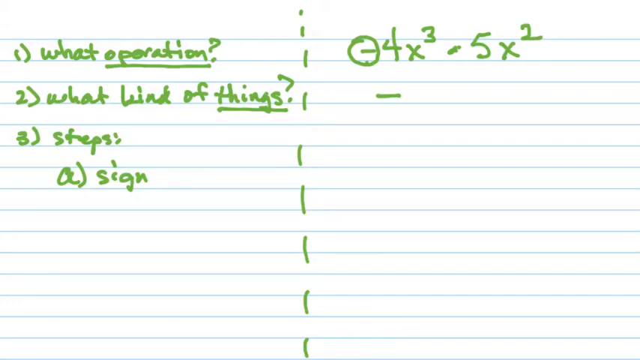Okay? What's the second part of every term? The coefficient. Yeah, so we're just going to multiply the coefficients. So what is the coefficient of the first one? 4. What's the coefficient of the second one? 5. And what is 4 times 5? Usually 20, right? Okay. Don't get creative on me.